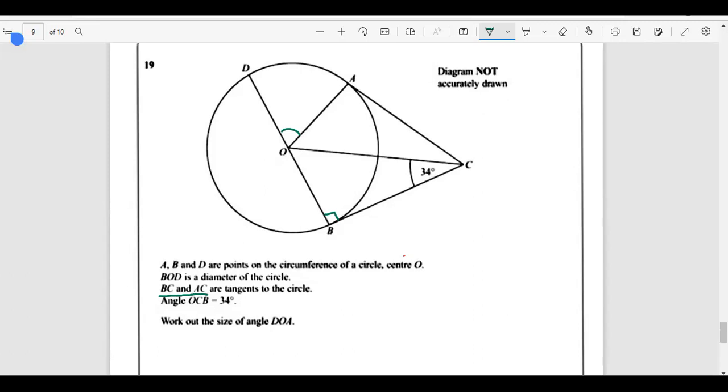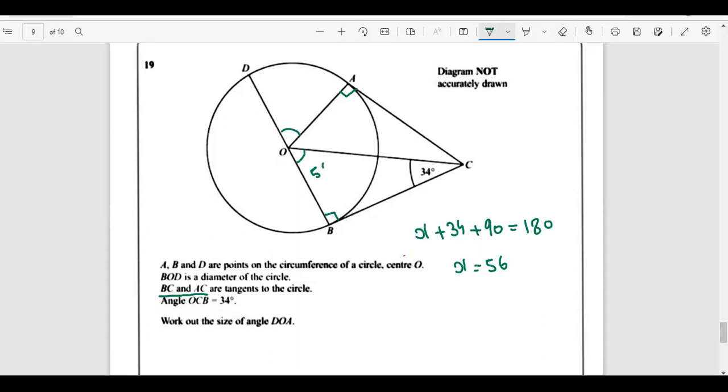Okay, O to B is radius, O to A is also radius, and AC is also tangent, so this would be 90 degrees as well. We can find this angle because OBC is a triangle. Sum of angles in a triangle is 180 degrees. So if this is x, we would know x plus 34 plus 90 is equal to 180 degrees. So x is going to be 56. So this would be 56.